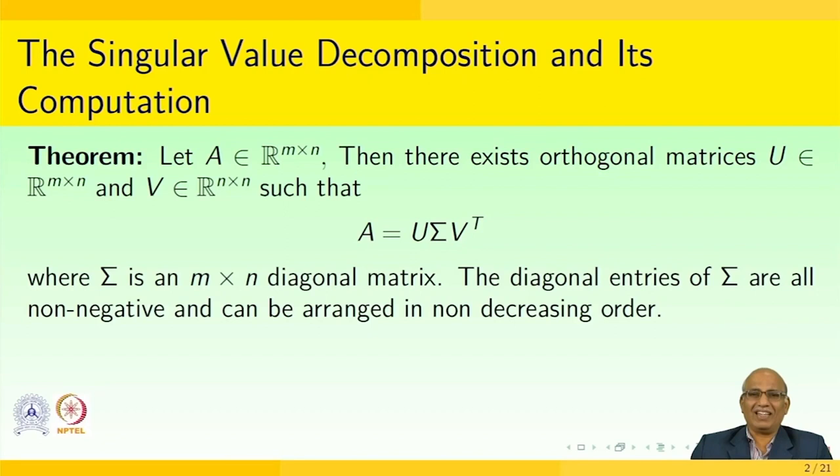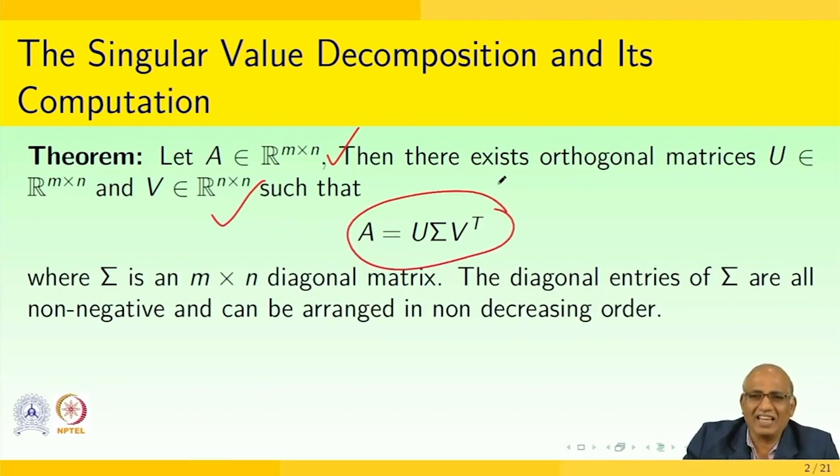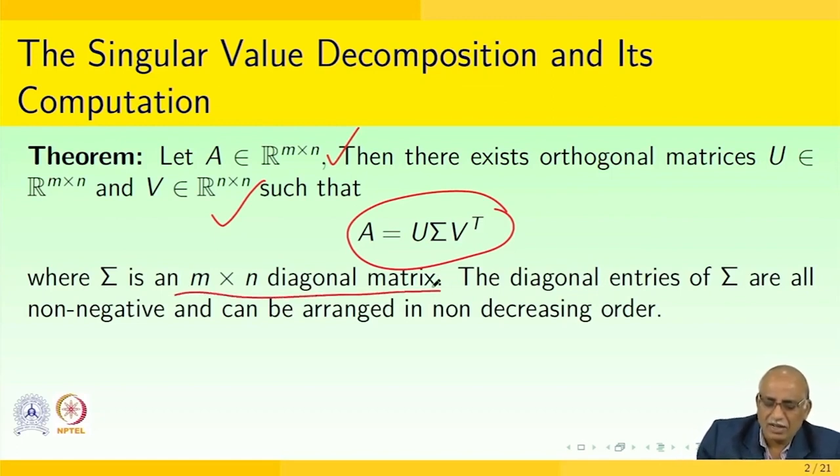Let the coefficient matrix A belong to R of m by n, then there exist orthogonal matrices U in R of m by m and V in R of n by n, such that the matrix A can be written as the product of matrices U multiplied with sigma multiplied with V transpose. So, what are these U, sigma, V, where sigma is an m by n diagonal matrix. See that here sigma is an m by n diagonal matrix.